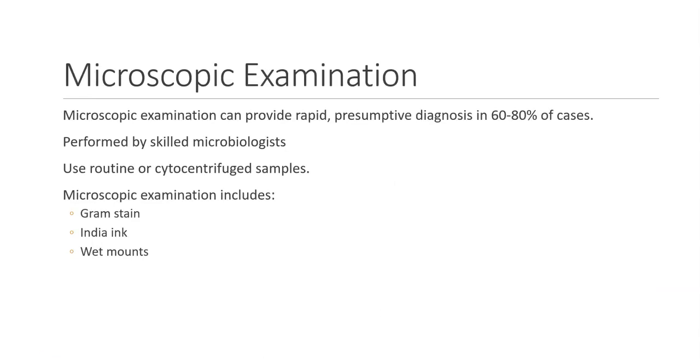Microscopic examination of CSF can provide rapid presumptive diagnosis in 60 to 80% of the cases. This requires that these slides be observed by skilled microbiologists. It takes experience in order to be able to differentiate the microorganisms that may be present on a slide. You can either use a routine smear on a slide or a cytocentrifuge sample to concentrate the sample. Microscopic examination includes gram stain, India ink, and wet mounts.